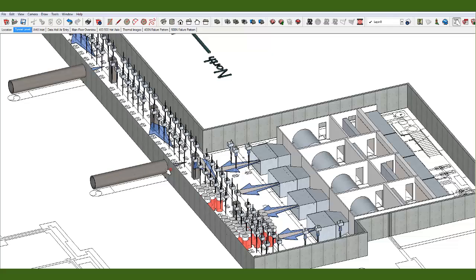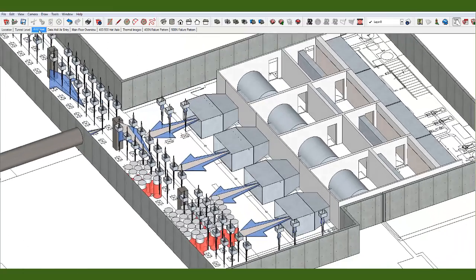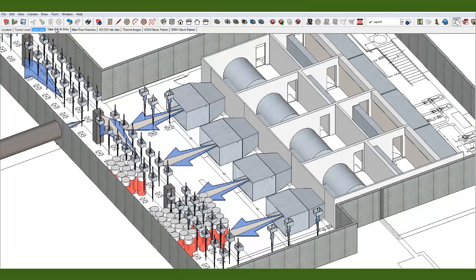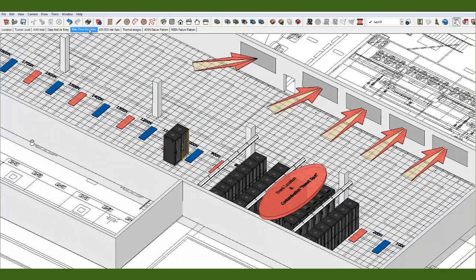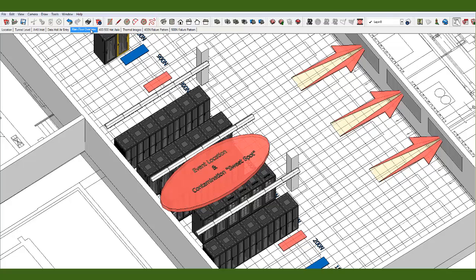The tunnels connecting the electrical systems on the other side of the data hall. The south one was fairly heavily contaminated. The north one, however, was pretty clean. And so what we were able to determine was that in the south end of the data hall, which is what you're looking at here, there was a sweet spot for the contamination, which coincided to where the event occurred.